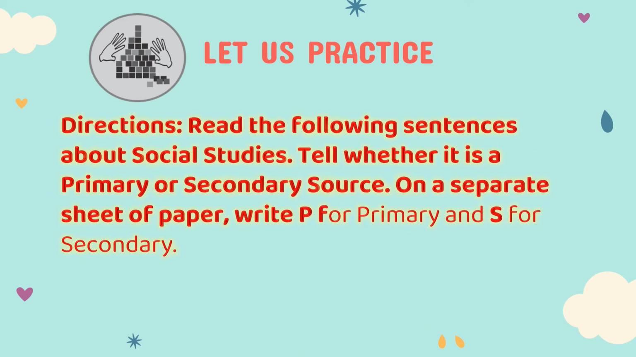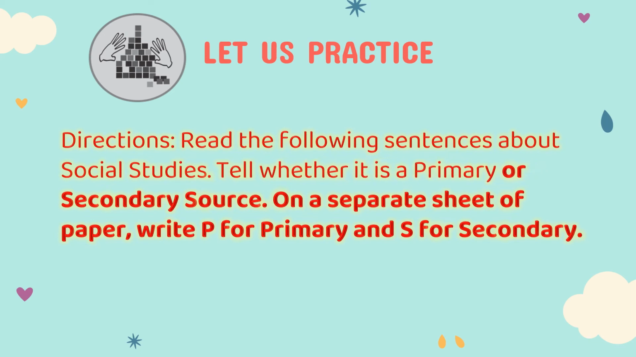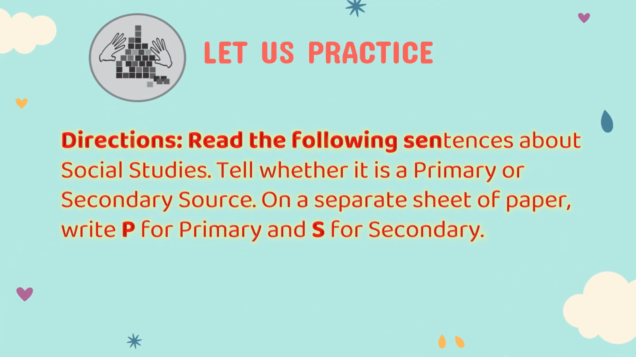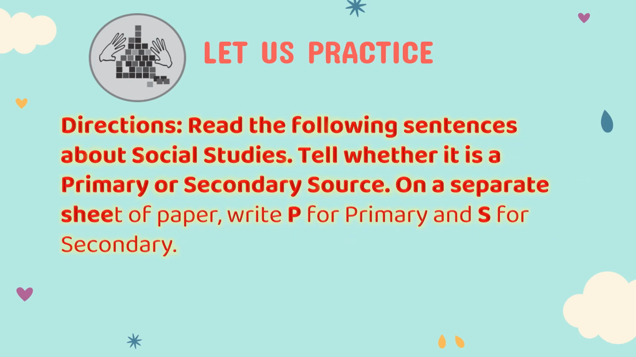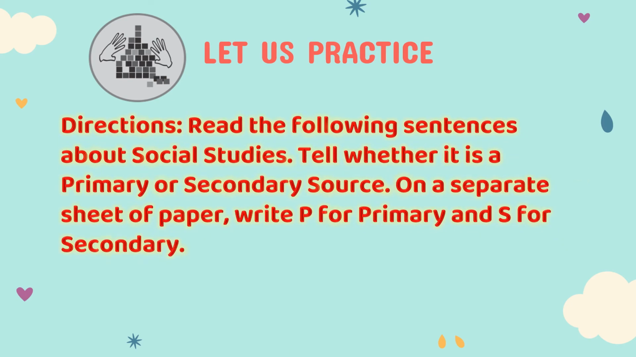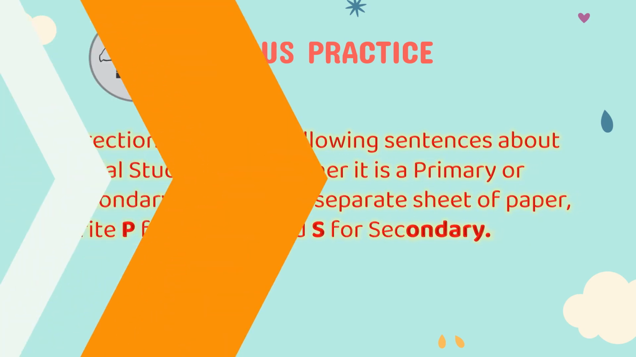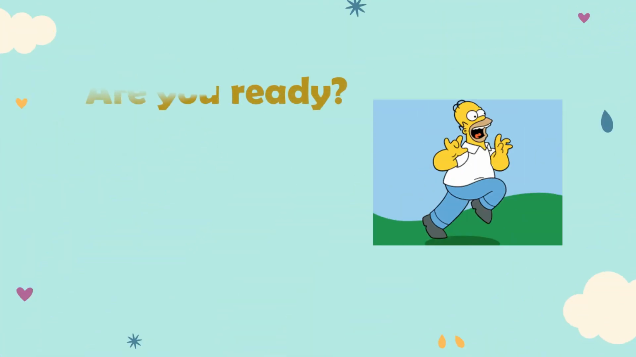So let us practice. Directions: read the following sentences about social studies. Tell whether it is a primary or secondary source. On a separate sheet of paper, write P for primary and S for secondary. Are you ready? Let's go!